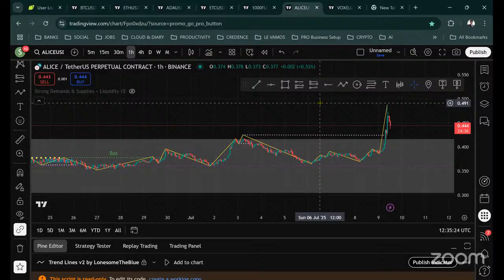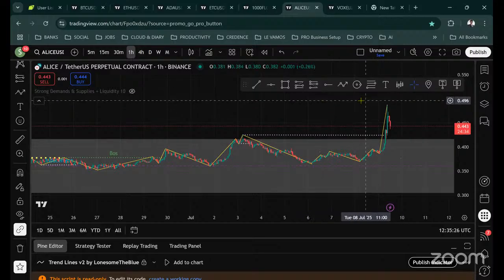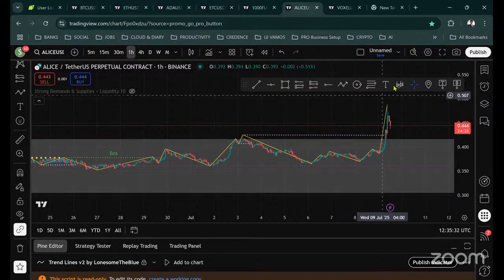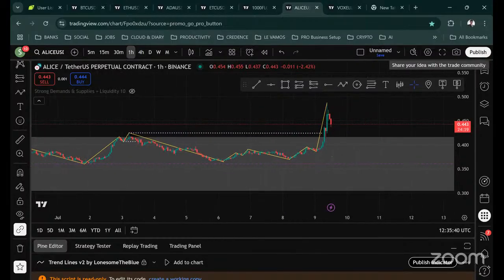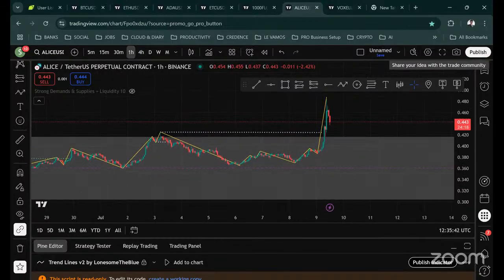There are some minor pullbacks and there are some major ones. The ones we identify are the ones that show the impulsive move.